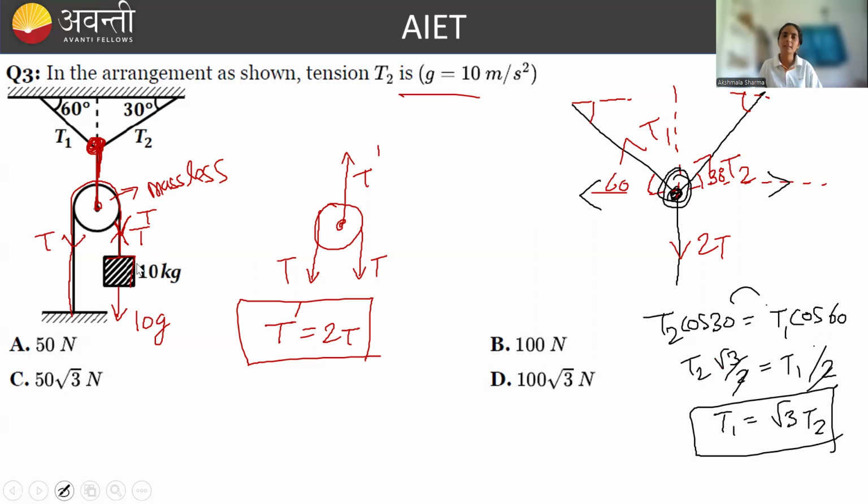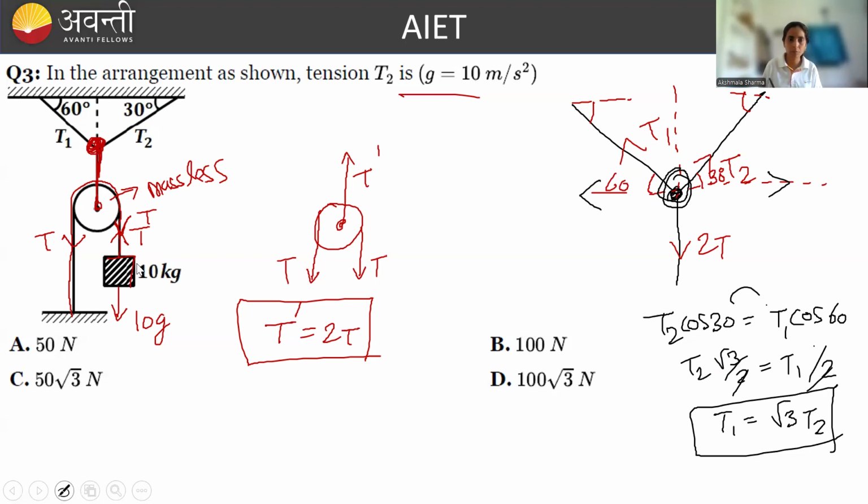Since this point is massless, the net force on the system is in equilibrium also. So whatever force is acting on the right will act on the left. So I have equated it here. Now look, vertically also, in the vertical direction the net force acting must be zero, right? Because the system is in equilibrium.